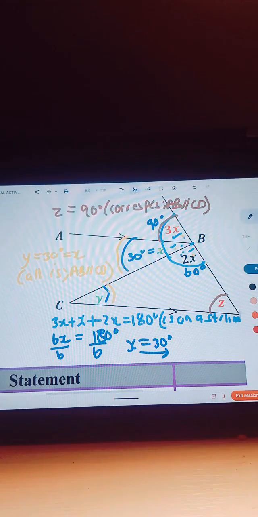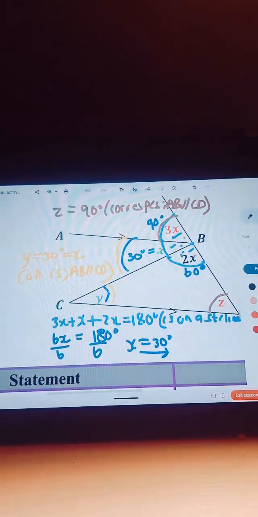There we have it. What is the value of x? 30. What is the value of y? 30. What's the value of z? 90.